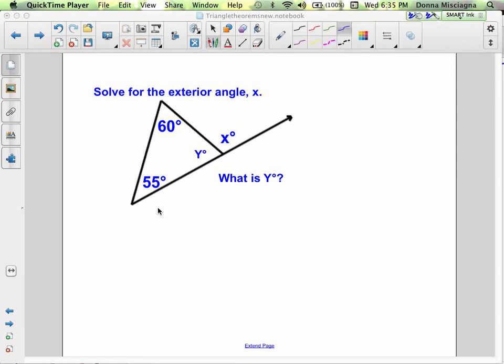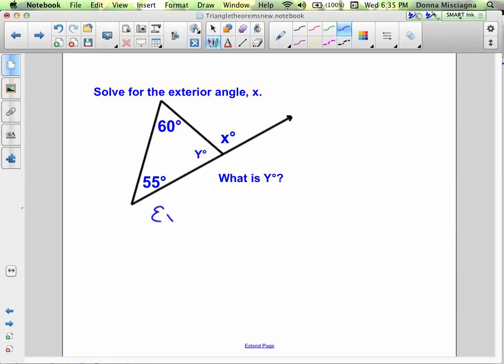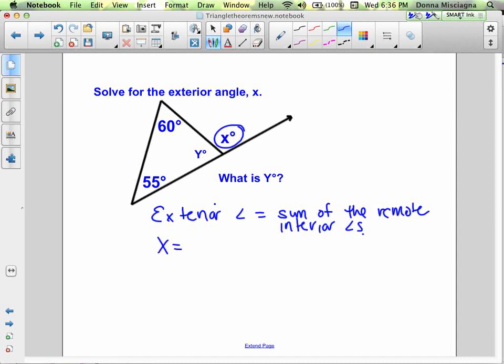Remember that the exterior angle equals the sum of the remote interior angles. All right, so our exterior angle, here's angle X. X is equal to, and the remote interior are the ones that are not adjacent. So that means X equals 60 plus 55, which is 115 degrees.